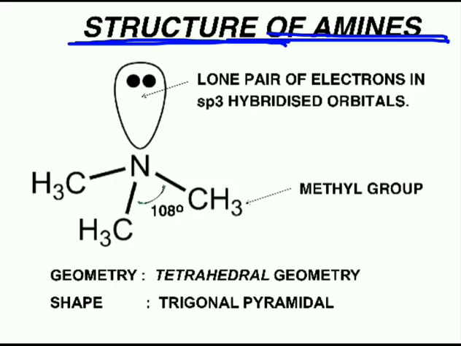Dear students, now the next topic is structure of amines. Amines possess 3 bond pairs and 1 lone pair in the sp3 hybridized orbitals, and the bond angle between the two bond pairs is 108 degrees. It is clear from the diagram that the geometry is tetrahedral or pyramidal, but the shape is trigonal pyramidal because the non-bonding electron pair is not considered for determining the shape of the molecule.